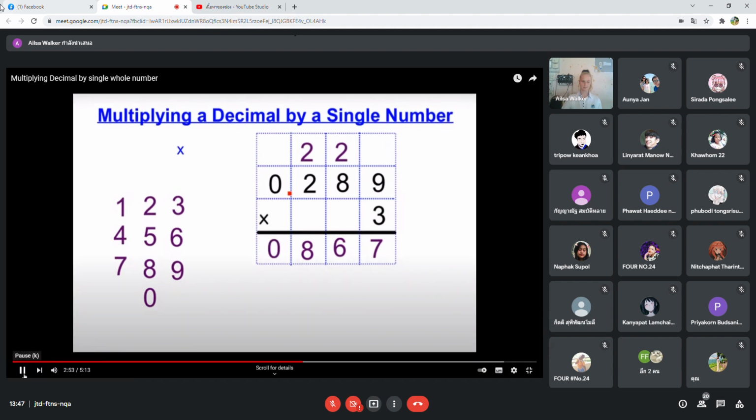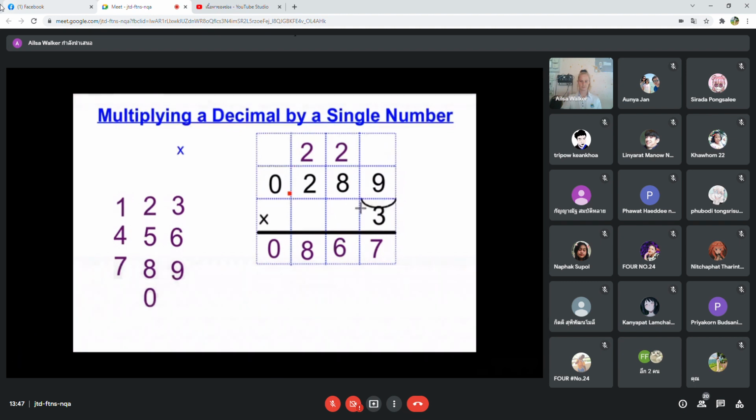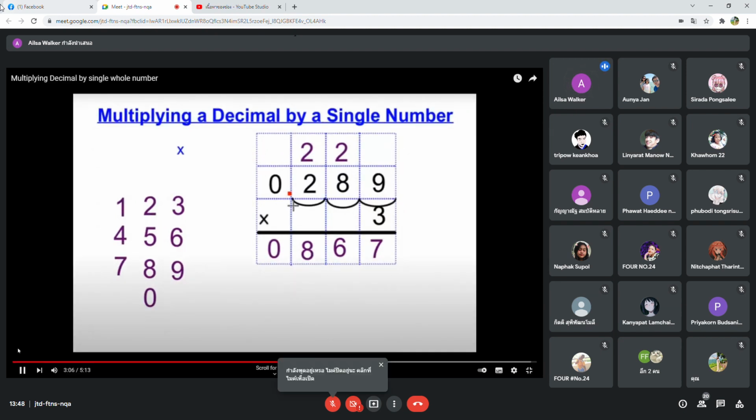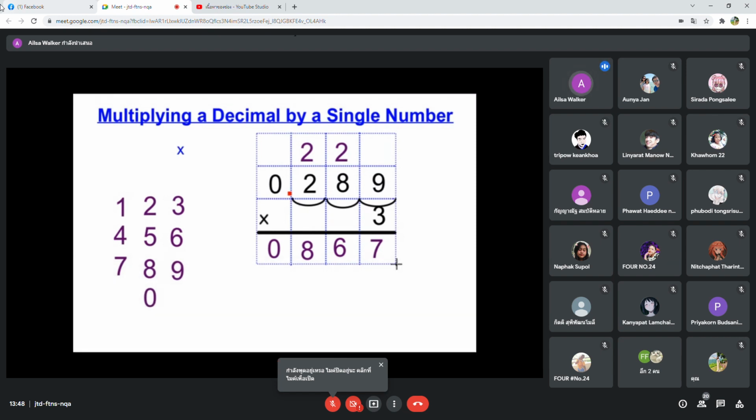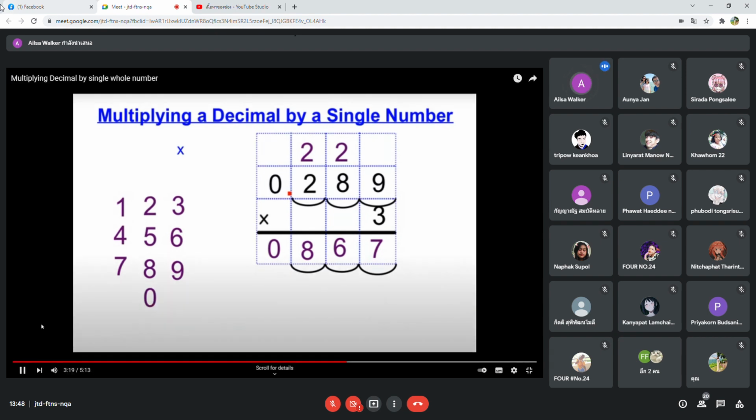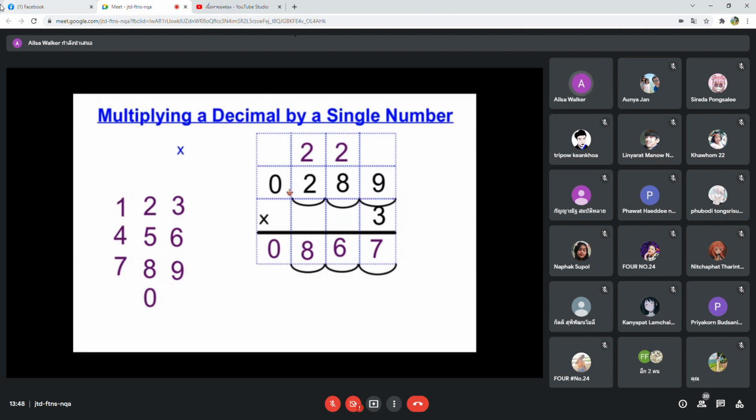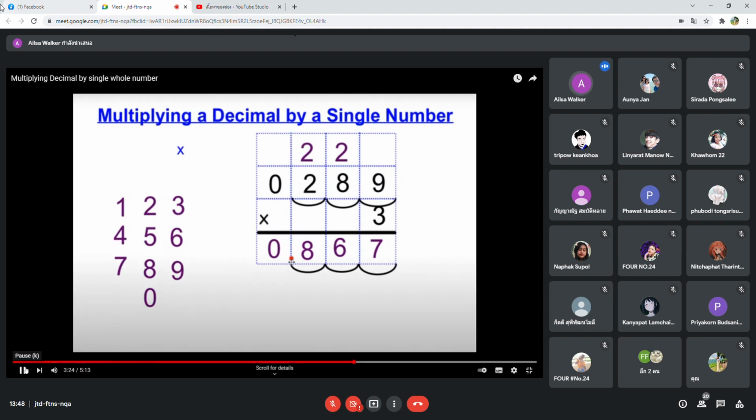0 times 3 is 0. Now I have to count to figure out how many decimal places I need to go over from right to left. So I have 1, 2, 3 decimal places. So in my answer, I start on the right. I go 1, 2, 3 decimal places as well, which means my decimal is going to be in front of the 8.